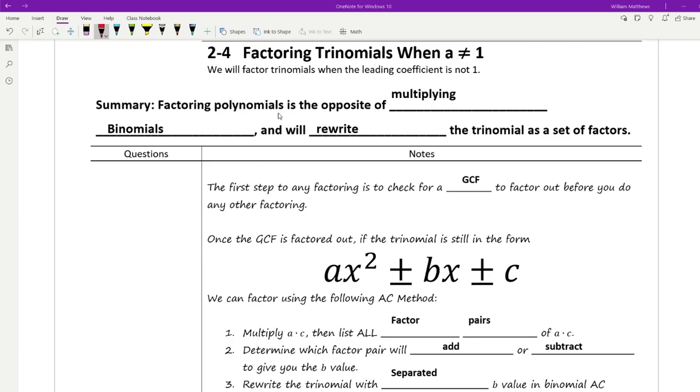What we'll be doing is factoring polynomials. Factoring polynomials is the opposite of multiplying binomials, and we will rewrite the trinomials as a set of factors. If you go back to our previous video where we were multiplying polynomials, we had it set up to where there were 4 different terms that we were dealing with, and then we multiplied them together. We are going to be reversing that process today.